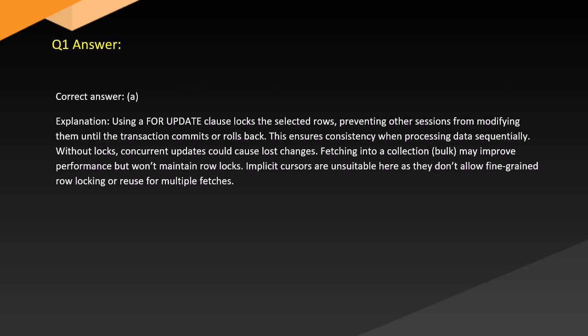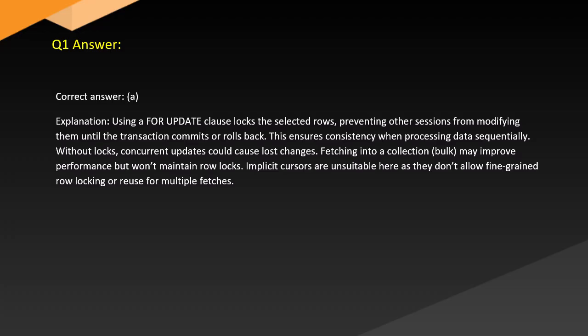Answer. Correct answer, A. Explanation. Using a FOR UPDATE clause locks the selected rows, preventing other sessions from modifying them until the transaction commits or rolls back. This ensures consistency when processing data sequentially. Without locks, concurrent updates could cause lost changes.